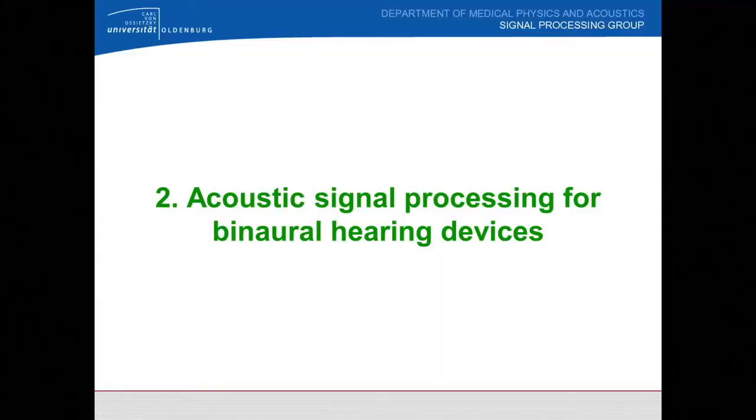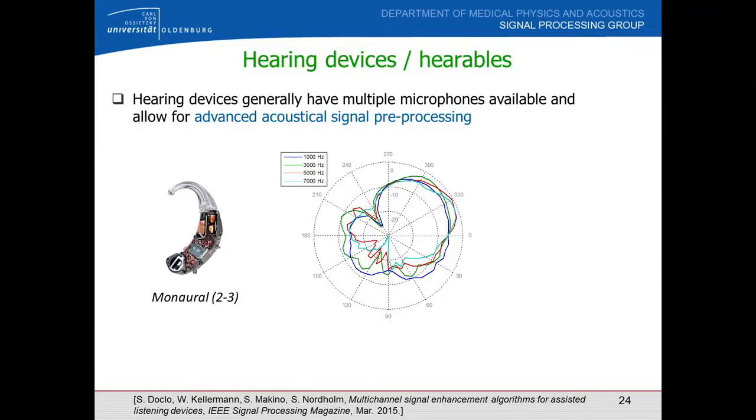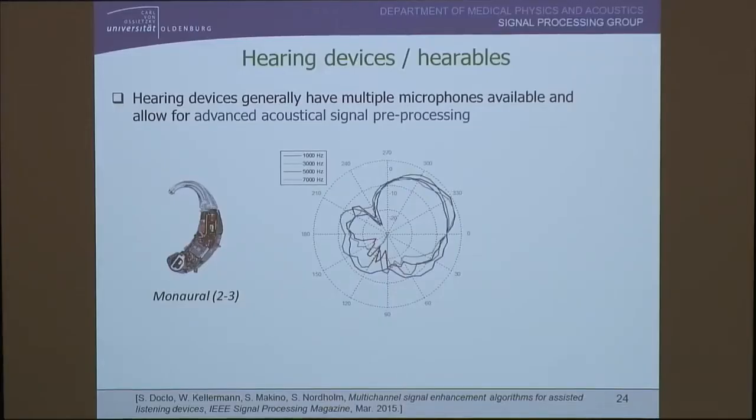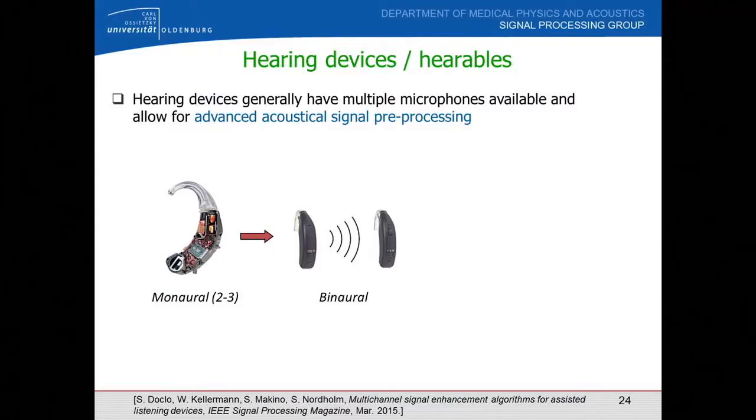Okay, let's move to the second part of the talk, binaural hearing devices. There, as I already mentioned, the aim is not only to reduce noise and reverberation, but also to preserve the auditory impression of the complete acoustical scene. And these hearing devices generally have multiple microphones available. If you have a monaural device, it's like 2 or 3 microphones. If you move to binaural devices, you have, of course, more microphones available at both ears.